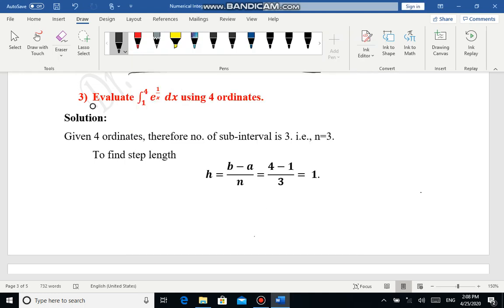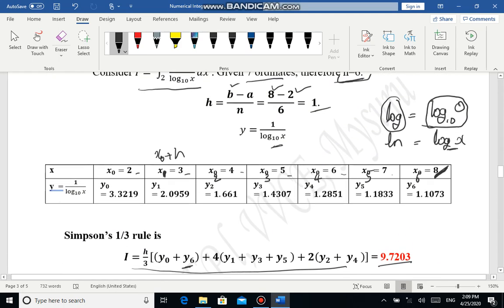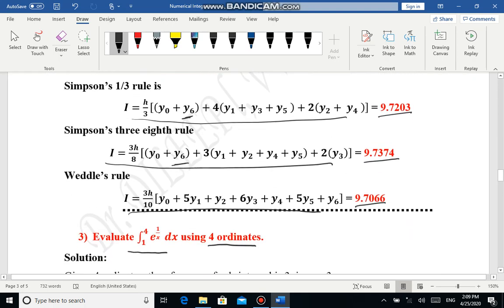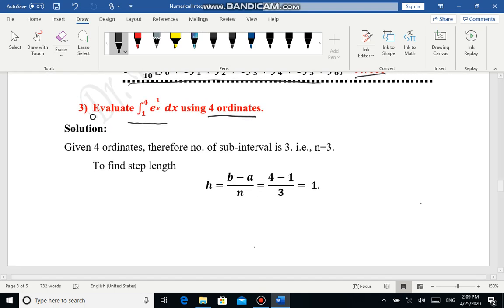Dear students, today we are going to discuss two more problems on numerical integration. Later, we'll discuss the next topic, Lagrange's interpolation. Here is a problem. We need to evaluate the integral from 1 to 4 of e to the power 1 by x dx using 4 ordinates. Observe, in the previous problem, we mentioned the number of subintervals and ordinates. Similarly here, 4 ordinates are given.